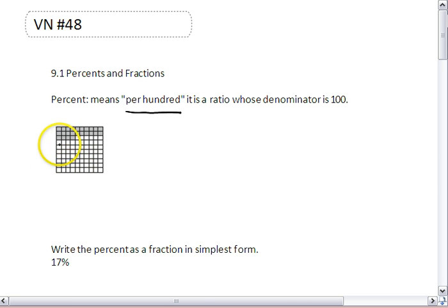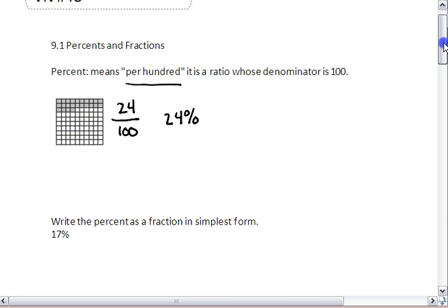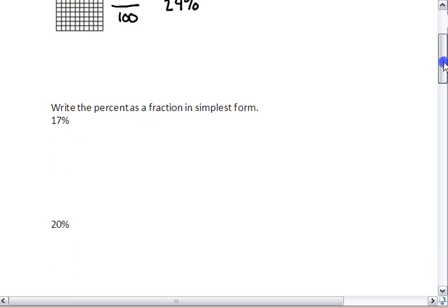This is a square with 100 sections. If we look here, we have 10, 20, 24 of the sections are shaded. So we have 24 out of 100. Okay, so this would be a ratio of the number of squares out of 100. And we can write this as a percent. Because it's over 100, I can write 24%. So this is what a percent is: a ratio over 100.